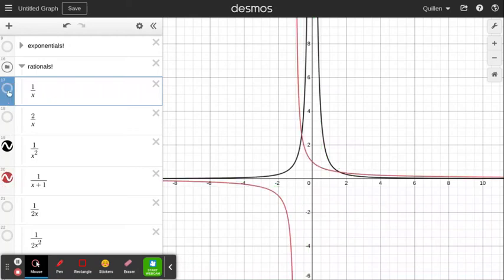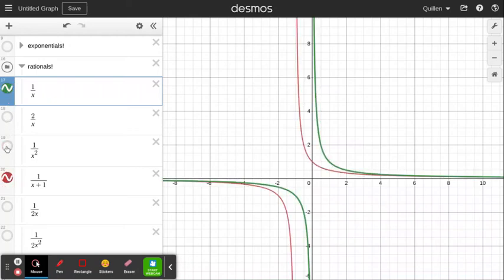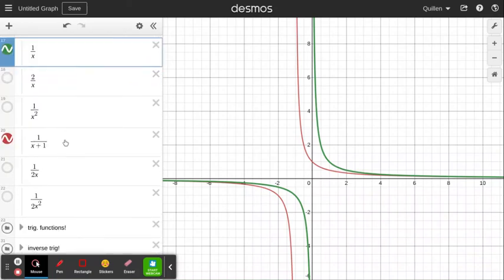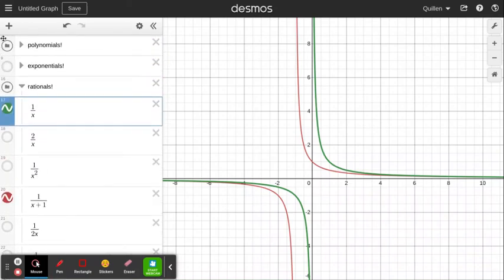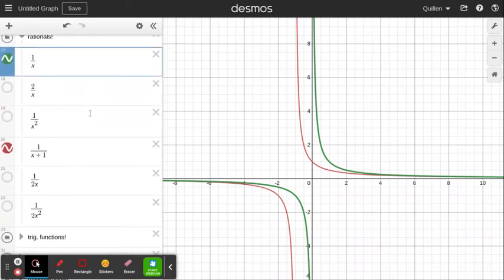What then if we mess with adding stuff to that x? You'll notice that it translates it horizontally. And just like with your exponentials, it's in the opposite direction that you'd probably expect. So y equals 1 over x plus 1, a positive addition, shifts the graph in the negative direction. So just remember in your brain that those shifts are still opposite what you would expect.